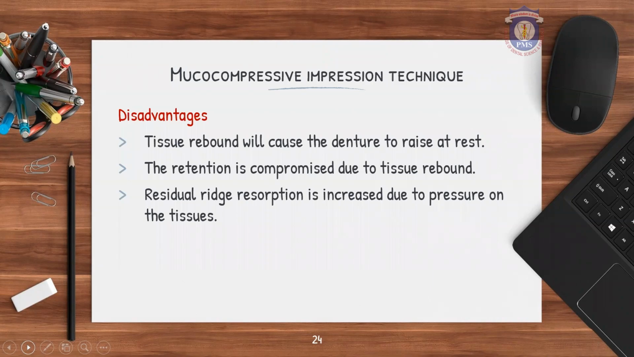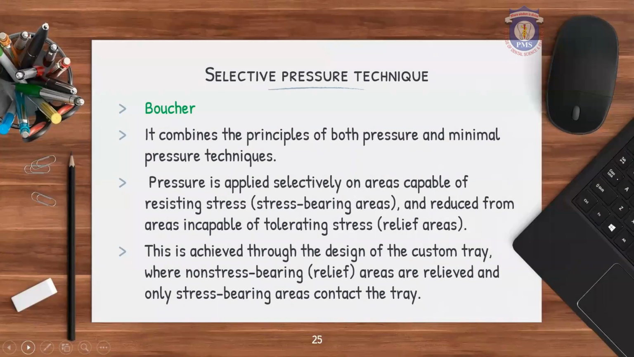Residual ridge resorption is increased due to pressure on the tissues. So these are the disadvantages of mucocompressive impression techniques. The third one is the selective pressure impression technique, proposed by Bauscher. It combines the principles of both pressure and minimal pressure techniques. So it's a combination of mucostatic and mucocompressive technique.